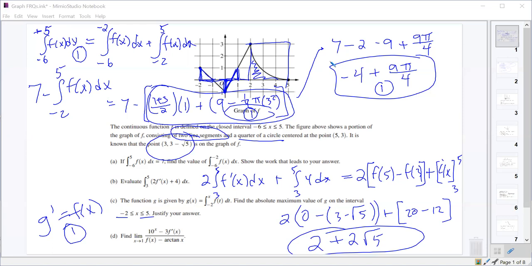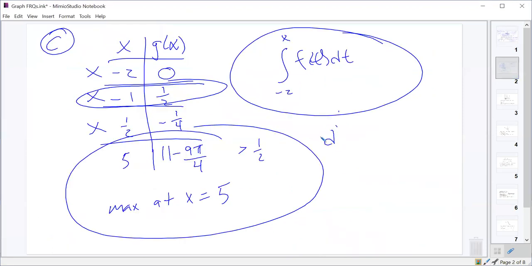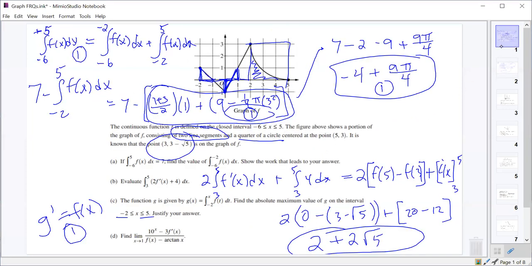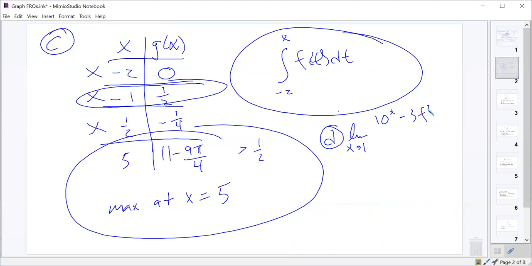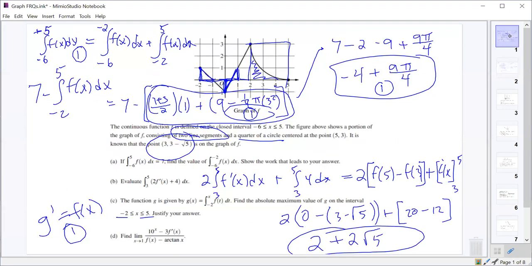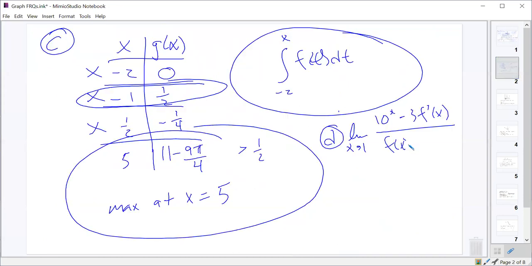All right, and then part D asks us to find the limit as x approaches 1 of 10 to the x minus, or was it plus, 3f prime of x over f of x minus inverse tangent x. So first off, 10 to the x is just 10 if x is 1. And then this is 3 f prime of 1 over f of 1 minus pi over 4, right? Inverse tangent of 1 is pi over 4.